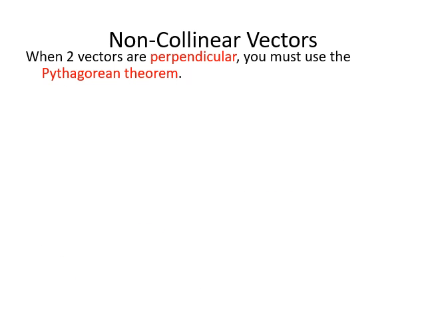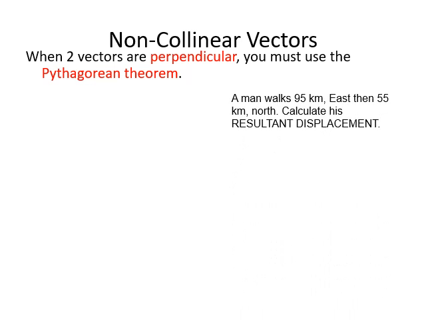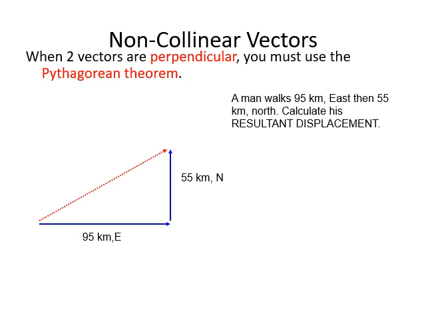Now non-collinear vectors. When two vectors are perpendicular, you must use the Pythagoras theorem. So we can also find the resultant by using this. Suppose a man walks 95 km east, then 55 km north. Calculate his displacement. So suppose 95 km east is this, then you have 55 km north, then this will be the resultant, right?